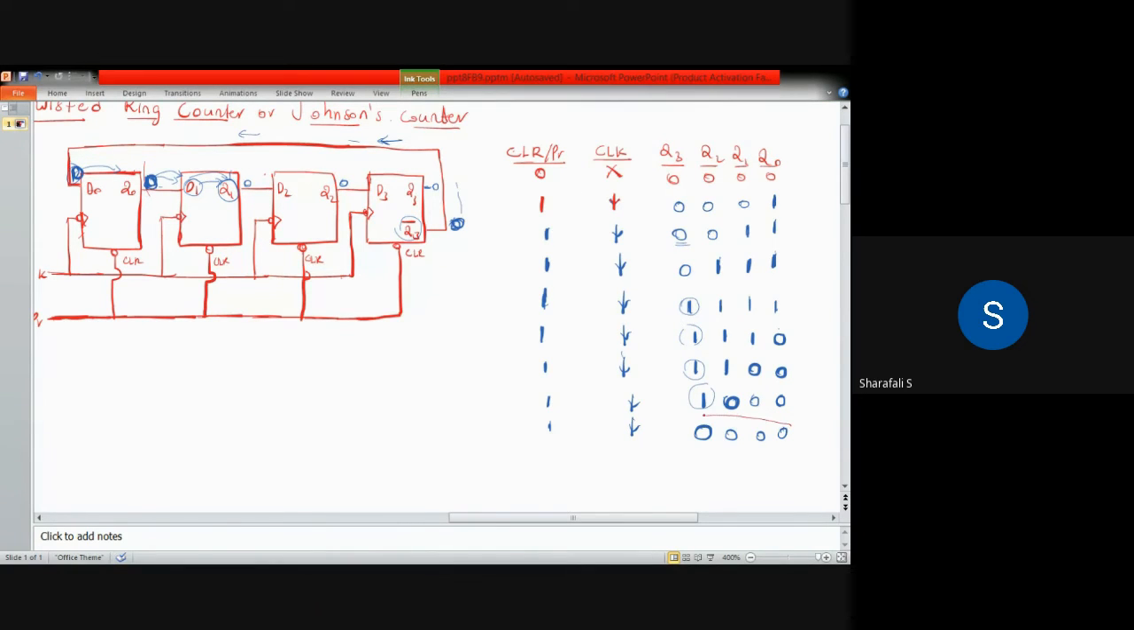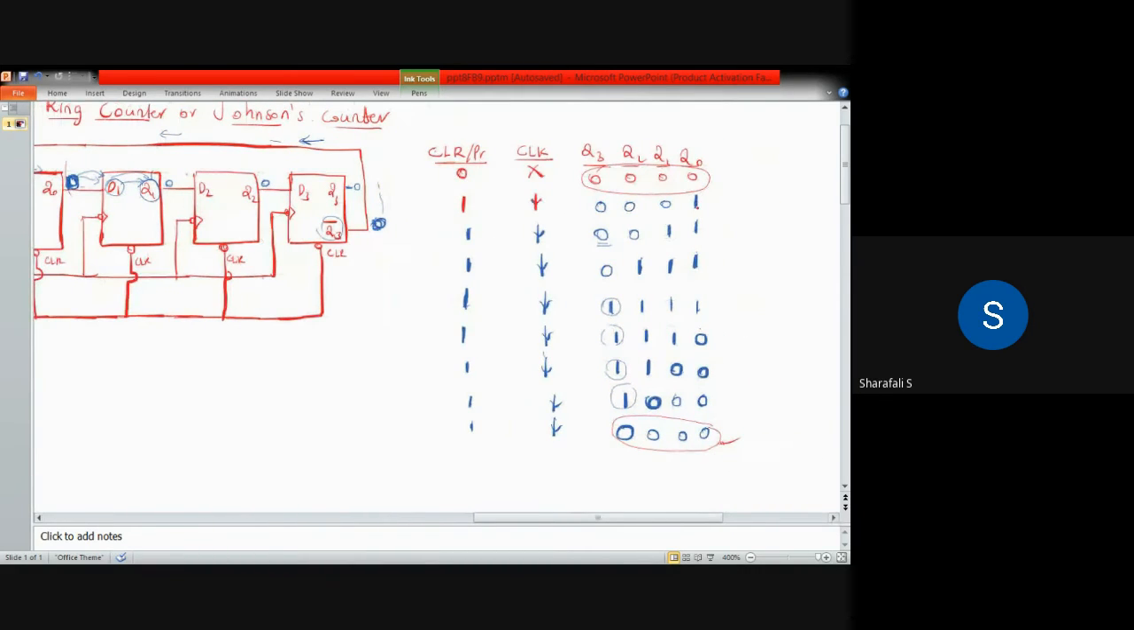So you look at this state. These two states are the same. So it is starting to repeat these states from now onwards. From here onwards, it is starting to repeat its states. The counting starts repeating. So we have a total of 8 states here.